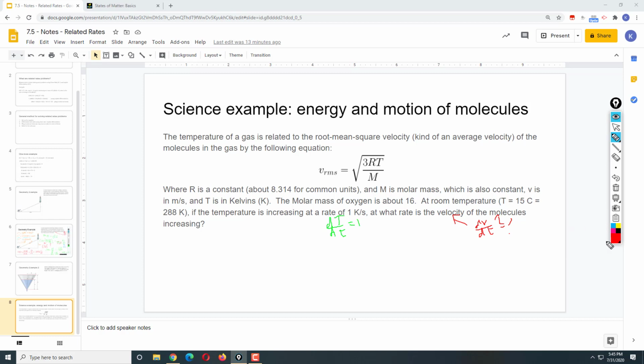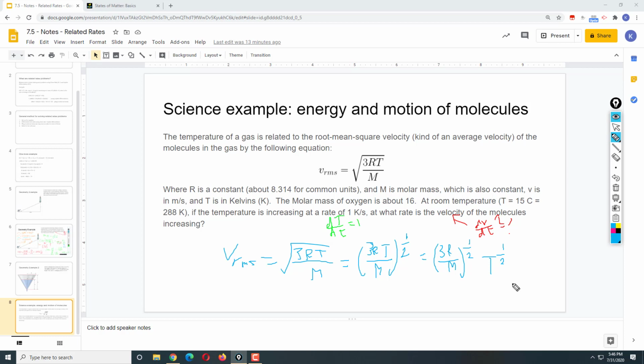All right. So step 1, as usual, we write our formula. So v is square root of 3RT over M. Square root means to the 1/2 power. For our problem, R and M are both constants. They don't change. R is 8.314, M is 16. So we can pull that out. So it's 3R over M to the 1/2 power. And then we have big T for temperature to the 1/2 power.